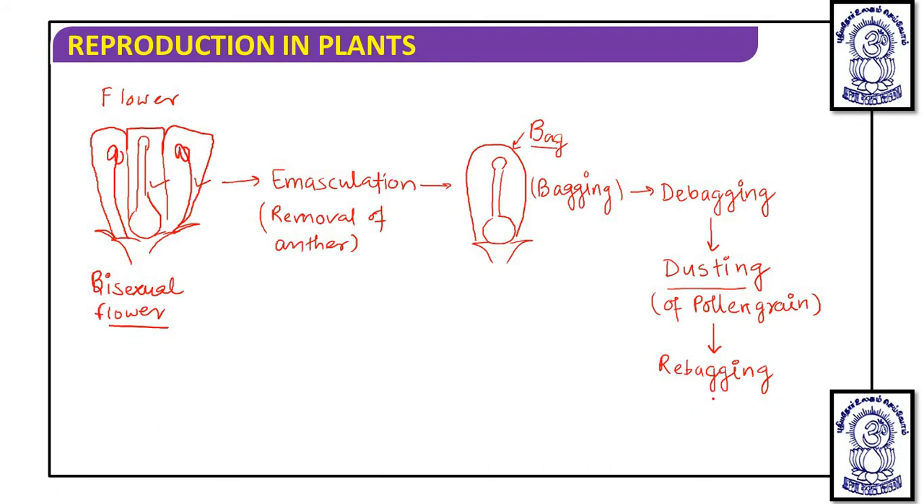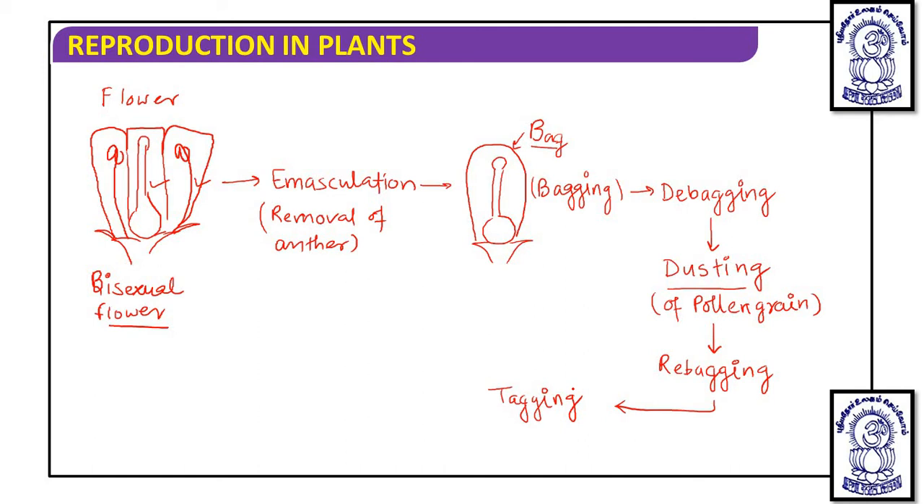After rebagging, we will allow fertilization, and proper cross hybridization will happen between the desired pollen and the stigma. After rebagging, we will add a tag over that, and this tagging will indicate that a particular cross hybridization has happened.